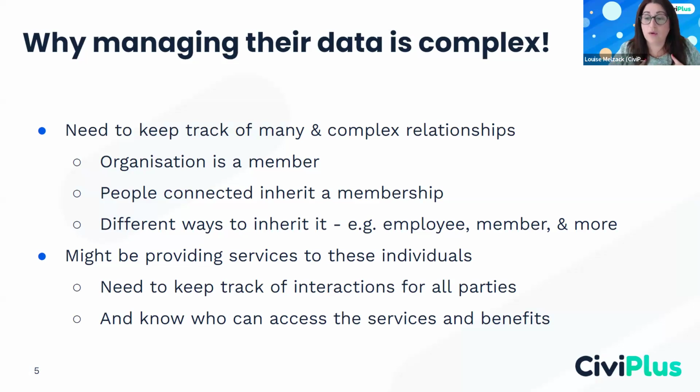So there are different ways that you can inherit a membership. You might be an employee of that organization that holds the membership to the other association, or you might be a member of an organization that holds a membership with the higher association. Again, explaining it's complicated, so obviously structuring it in the data is also complex. And why might this be?